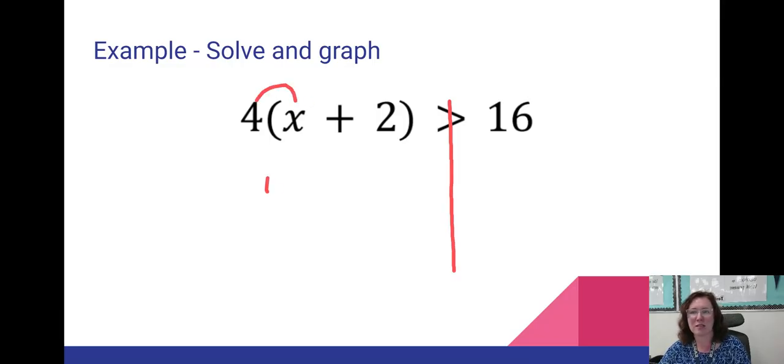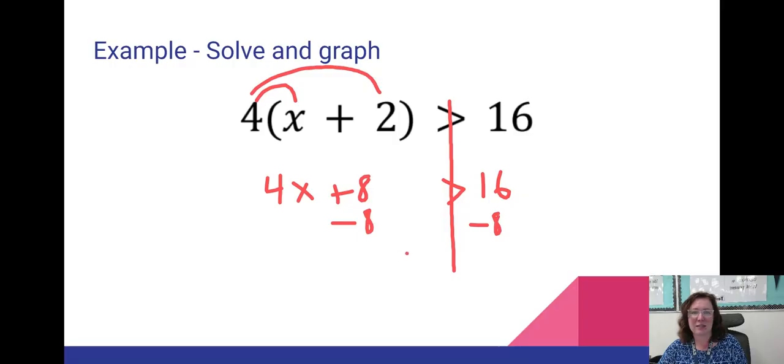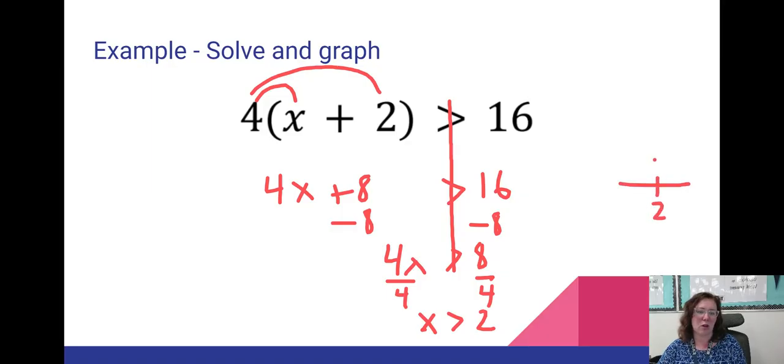4 times x is 4x. 4 times a positive 2 is a positive 8. We have our inequality sign instead of an equal sign. That's like the only difference. Subtract 8 on both sides, and now we have 4x is greater than 8. Divide by 4 on both sides, and we get x is greater than 2. So I have a 2, open circle, and I want x to be bigger than 2. There's my graph.